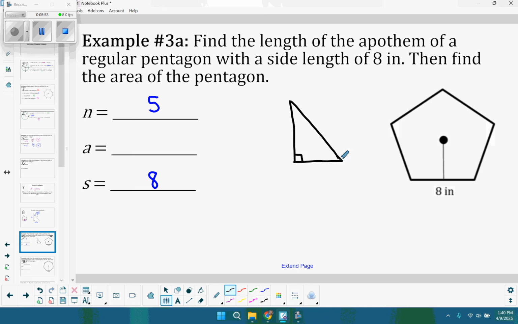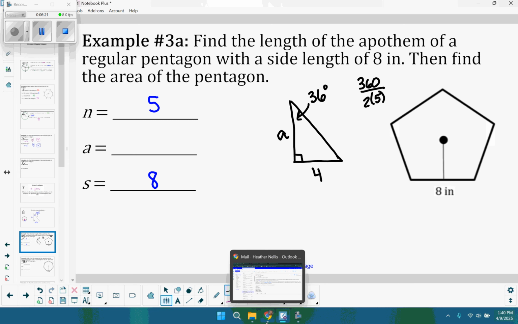We're going to ignore the R. We don't know A, so that'll be a variable for right now. The bottom is half of S, so half of 8 is 4. And my angle is 360 divided by double the number of sides, and the number of sides was 5. So 360 over double 5 is 360 over 10. That's going to be 36 degrees.